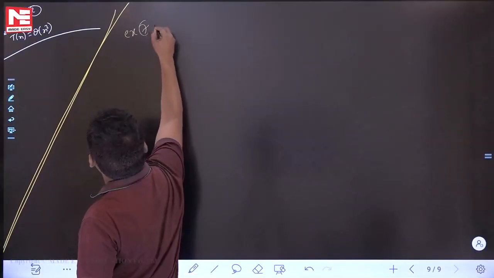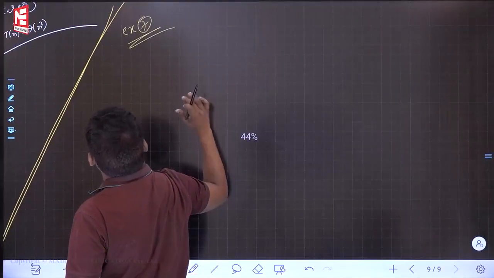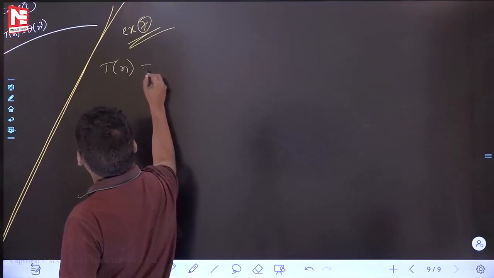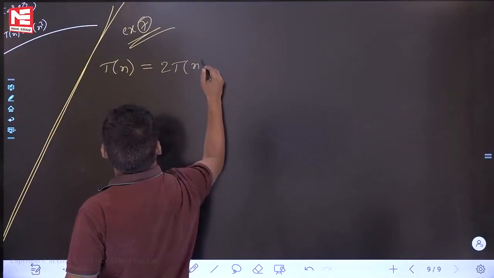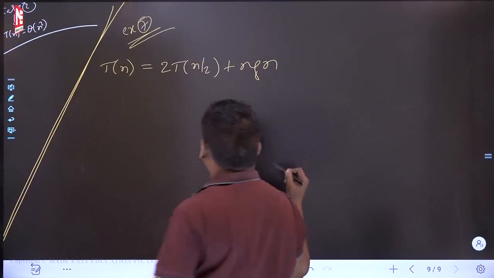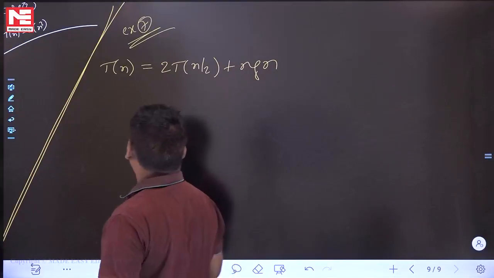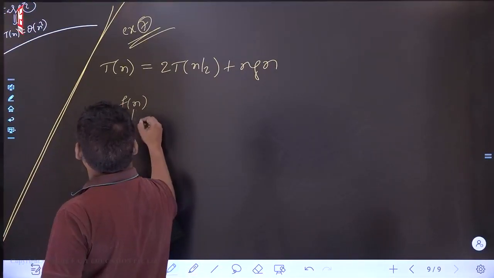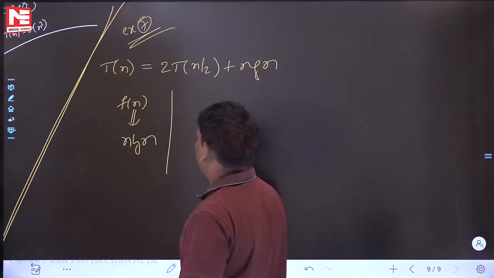Example 7. See the answer, it is an interesting one. It will really trouble you if you don't listen. T(n) is equal to 2T(n/2) plus n log n. Listen everyone, an interesting point is coming. In this problem, what is f(n)? f(n) is n log n.